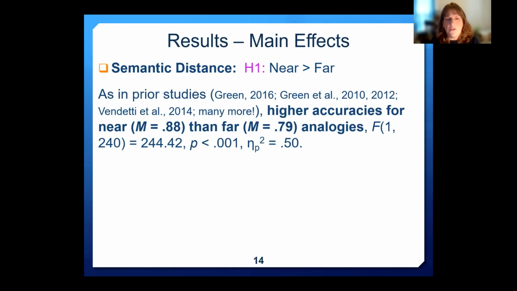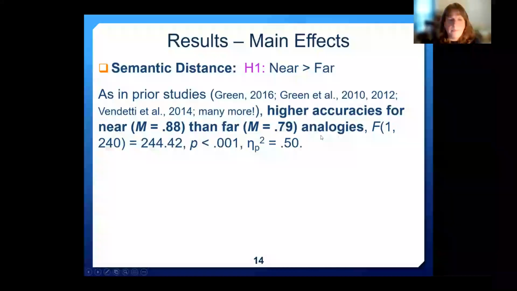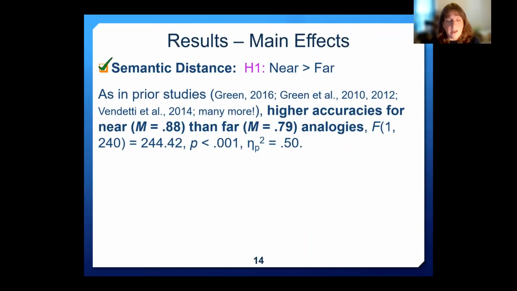And this is notable because these terms were high in word familiarity, and the analogies entailed only 2 answer choices. And you can see the accuracies are not at ceiling. I don't show the standard deviations here, but there was a lot of variability. So that hypothesis was supported, not surprisingly.